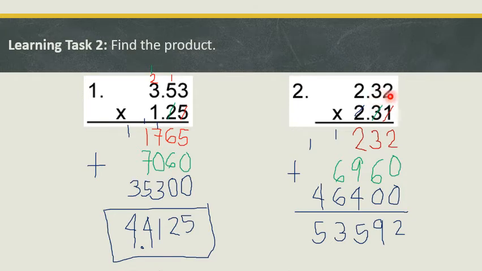So, we have 1, 2, 3, 4. So, starting from the right. So, 1, 2, 3, 4. So, dito po tayo maglalagay ng decimal point. Okay, so ito po yung answer natin for number 2. 5 and 3,592 10 thousandths.